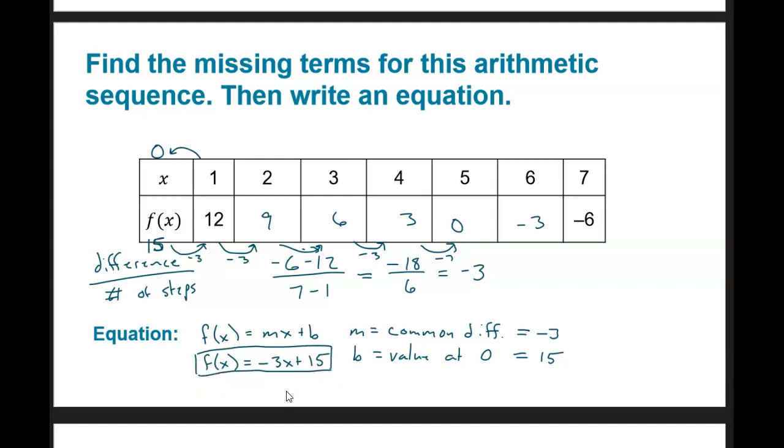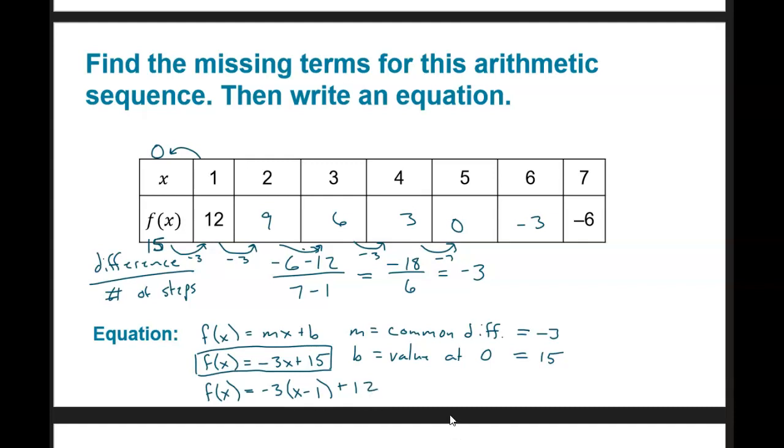Now there is a shorter way to do this if this makes sense to you. If this doesn't make sense to you, just forget I ever said anything. But if you want to use this number, the value for 1, you can actually use x minus 1 in your equation instead. Watch how this works. So we'll use our same common difference, but now instead of x, I'm going to put x minus 1 in here and use the value at 1.